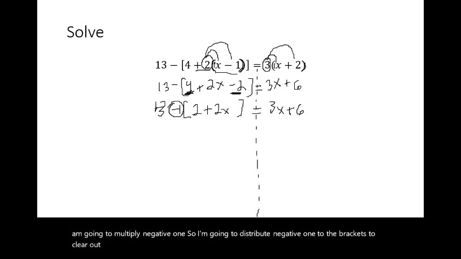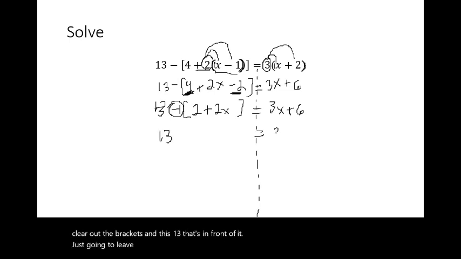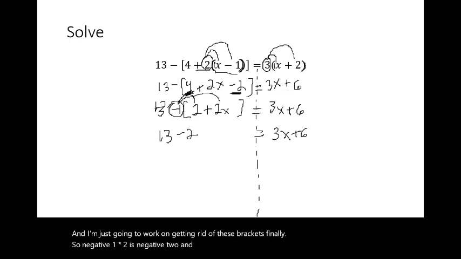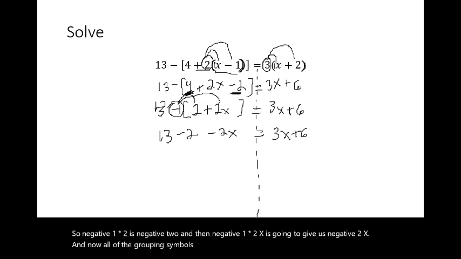And this 13 that's in front of it, I'm just going to leave it alone. And I'm going to leave the entire right side of the equal sign alone. I'm just going to work on getting rid of these brackets finally. So negative 1 times 2 is negative 2. And then negative 1 times 2x is going to give us negative 2x. And now all of the grouping symbols are finally gone.